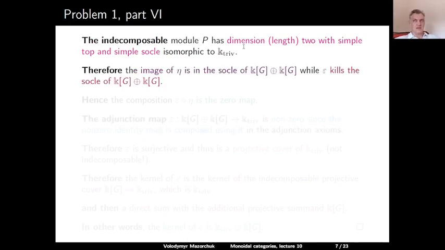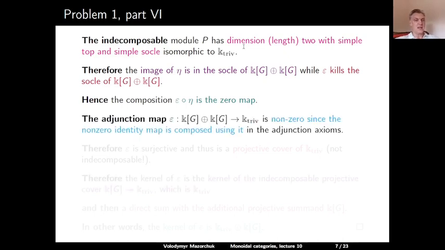The map eta, the unit, starts from the trivial module and goes to kG plus kG. And so the image of eta must belong to the socle of kG plus kG. At the same time, epsilon goes from kG plus kG to the trivial module, so it must kill the socle of kG plus kG. This means that the composition of epsilon after eta is the zero map in this case. The counit map epsilon itself is not 0 because of the adjunction identity.